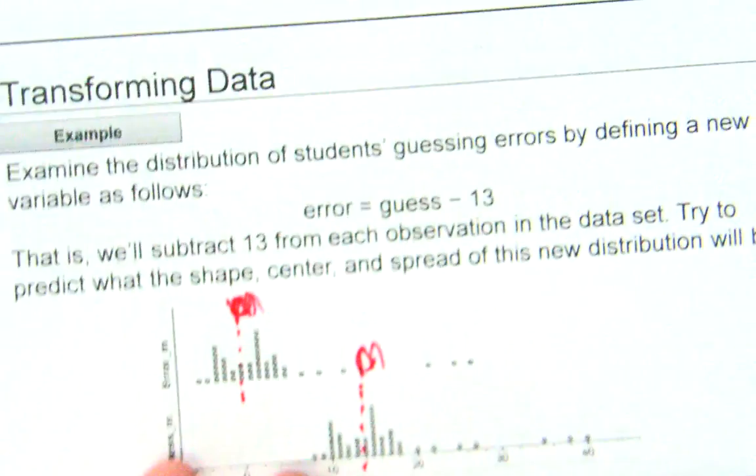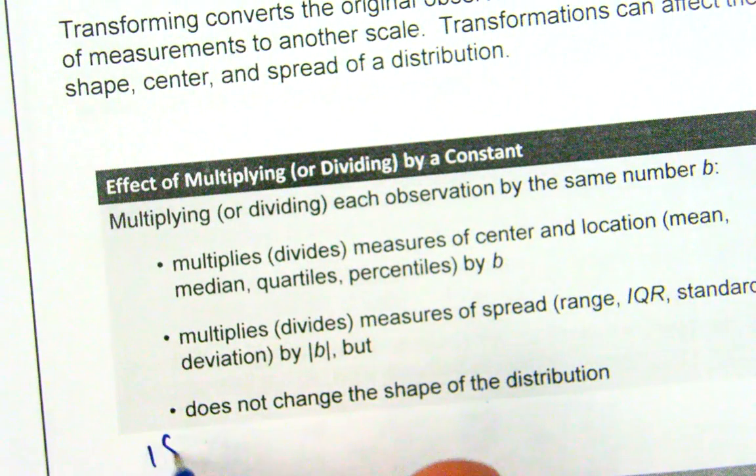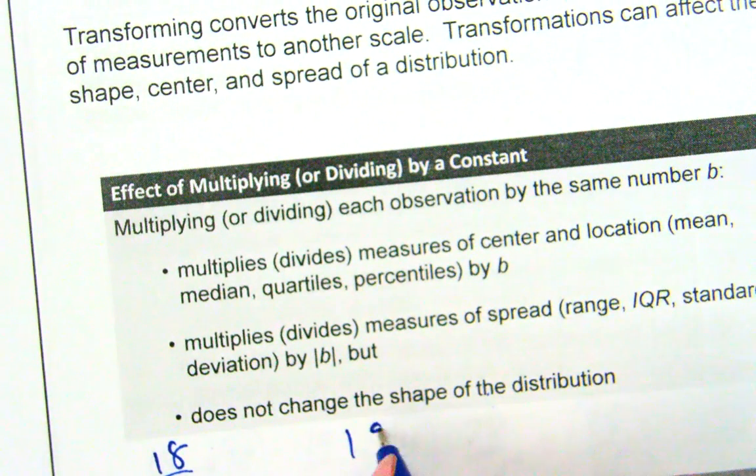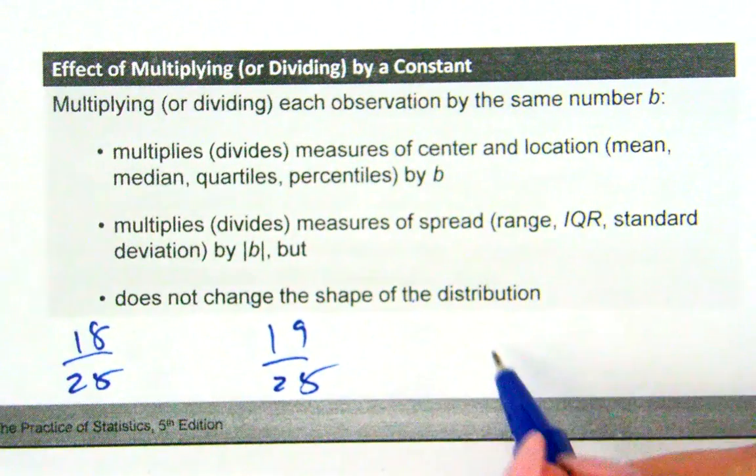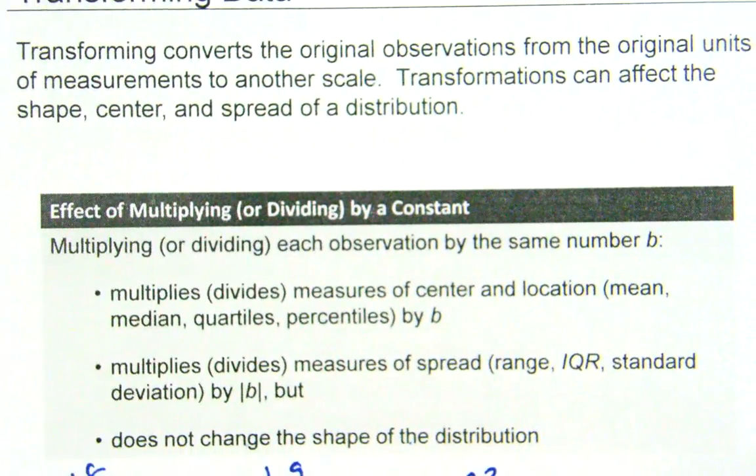All right. Now, what happens if I take the same scores, right? So what did I have? I had 18 out of 25. I had 19 out of 25. And I had 23 out of 25, right? Okay, now, what happens when you multiply?